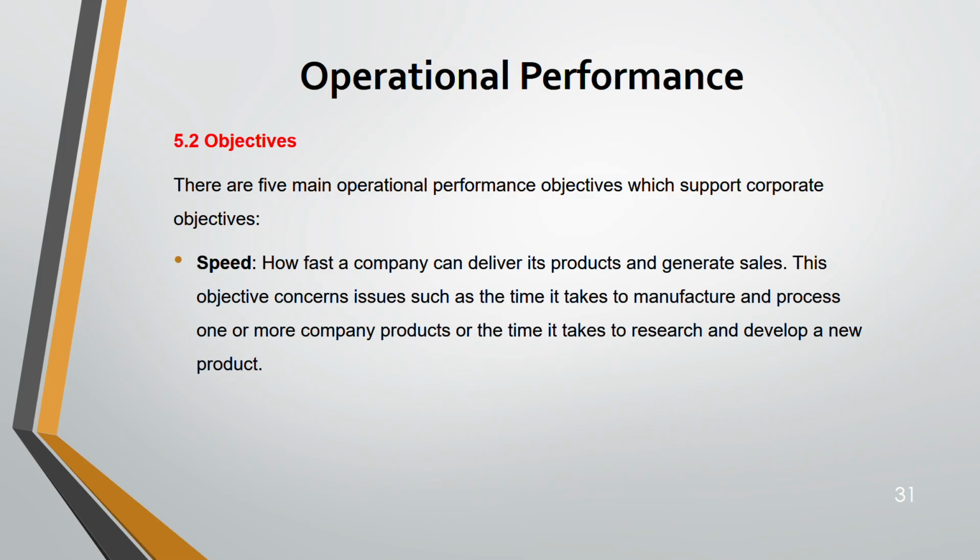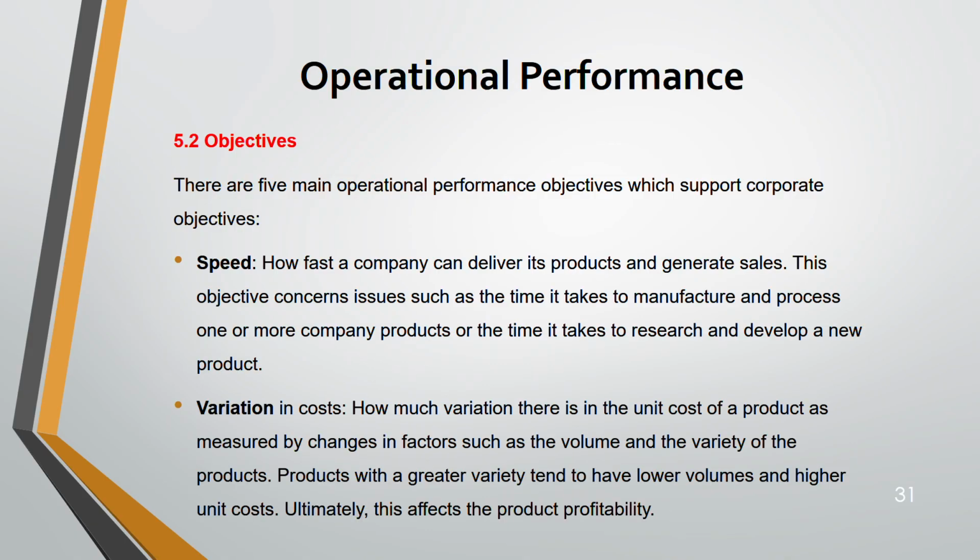First, speed. How fast can a company deliver its product and generate the sale? This objective concerns issues such as the time it takes to manufacture and process one or more products, or the time it takes to research and develop a new product.